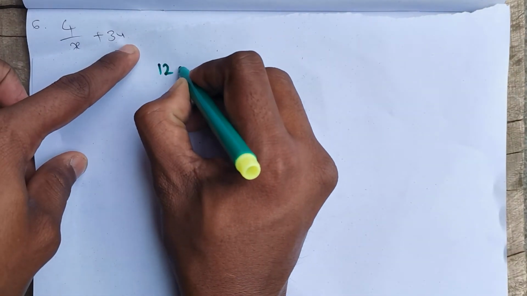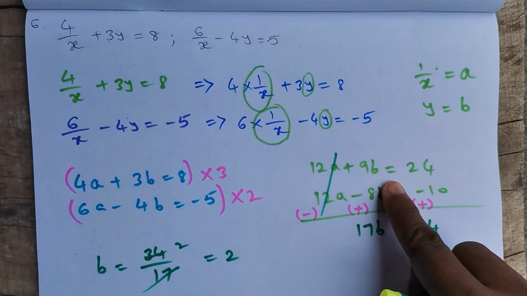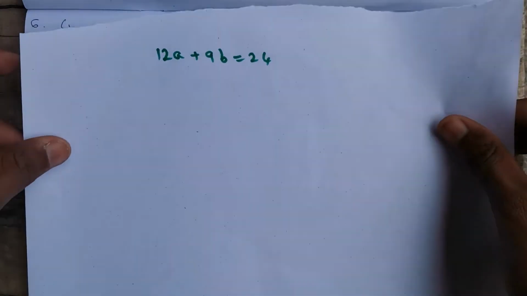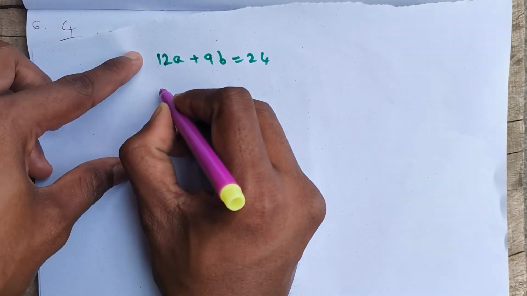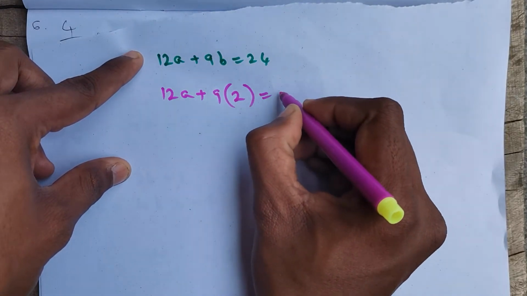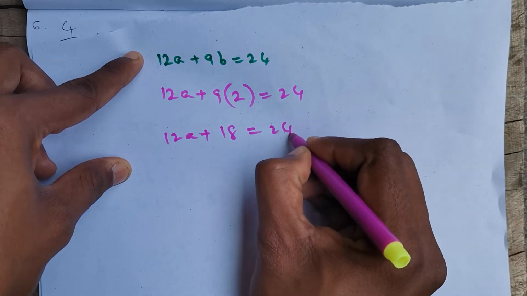12a plus 9b is equal to 24. That is the first equation. So we got b value as 2. In the place of b I will substitute 2. 12a plus 9 into b, 2, is equal to 24. So we get 12a plus 9 2s are 18 is equal to 24.